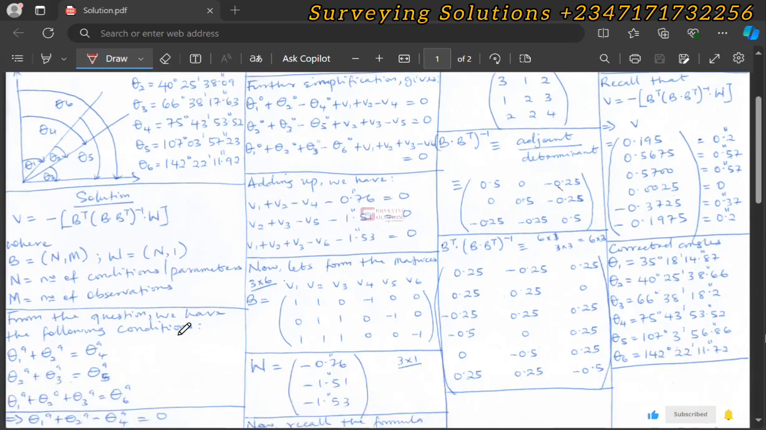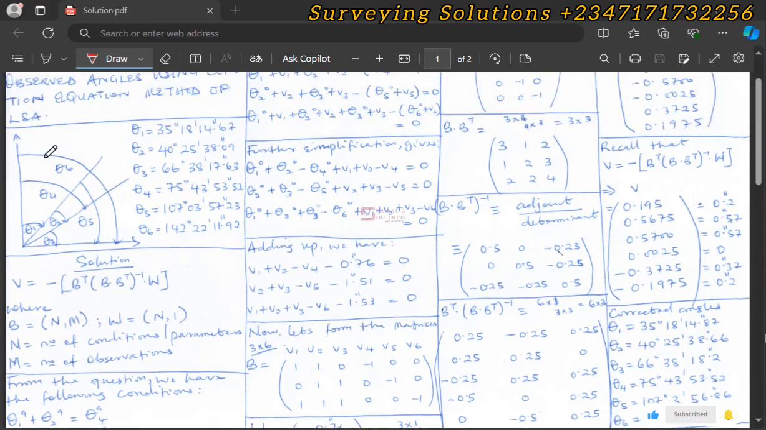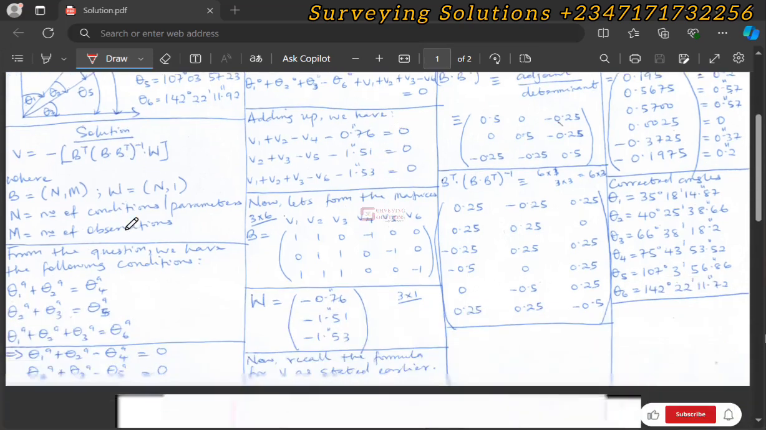Good. Now, from the question, we have the following conditions. While we are trying to read out the question, we also read out the conditions, in that yes, we have 3 observations, right? Good. Now, from these 3 observations, the summation of 2 will give you the 4th and the 5th observations, and then the summation of 3 will give you the 6th observation, right? Good. So now this can help us write out our conditions.